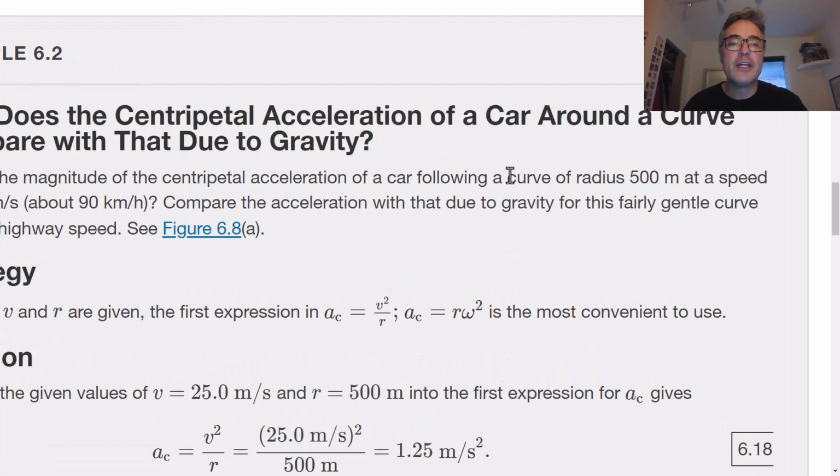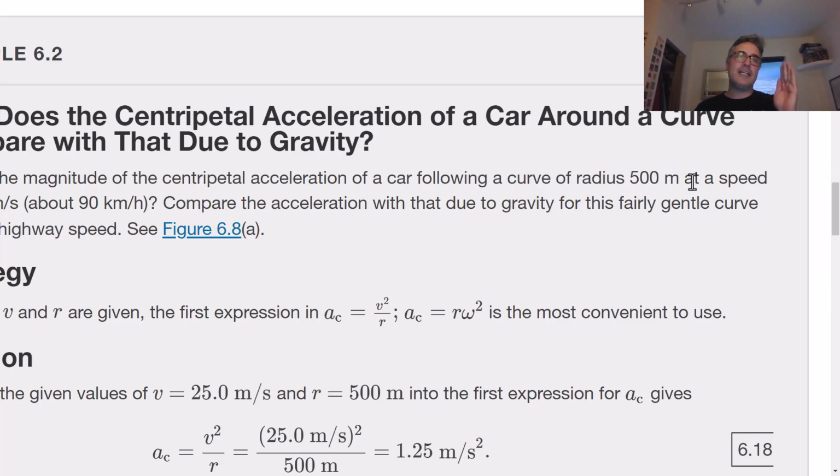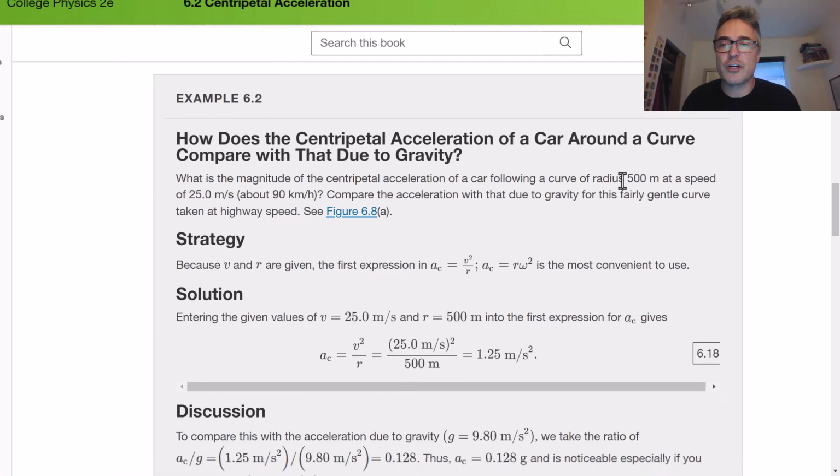So you see this a lot, curve of radius. What they're saying is that anytime you're turning, you can kind of model it as being part of a circular path. Even if you're not driving on a circular path, some portion of that path could be modeled with a circle that has some radius. If you turn really sharply, that's a small radius of curvature. If you do a slow, smooth turn, that's a large radius of curvature.